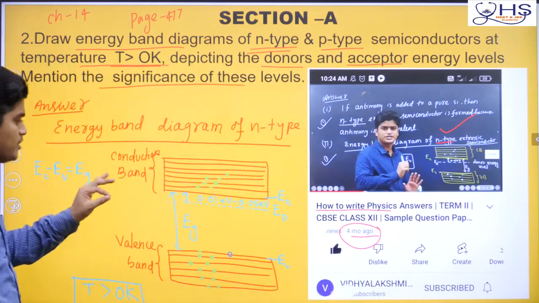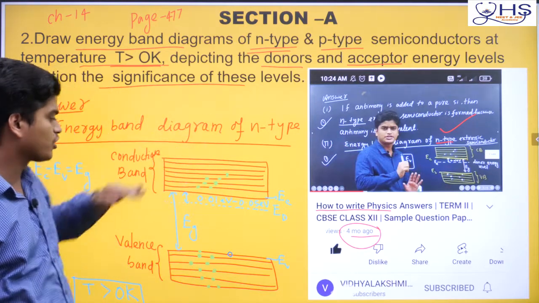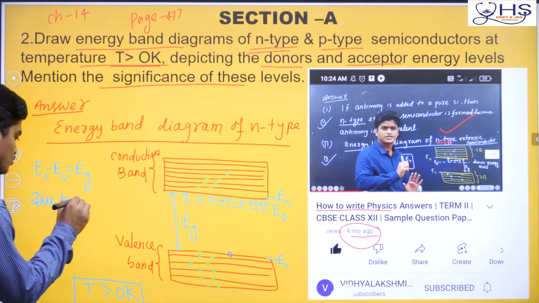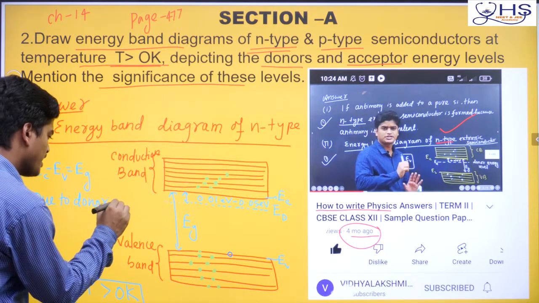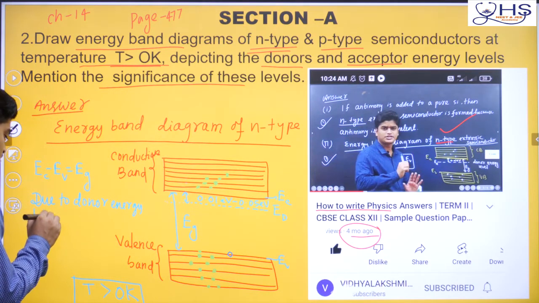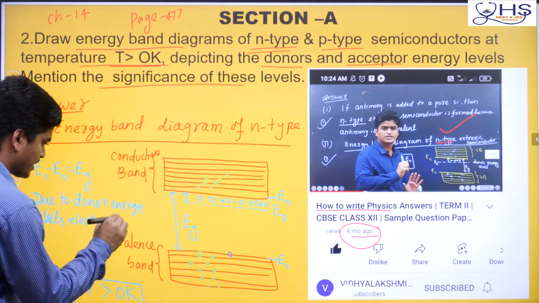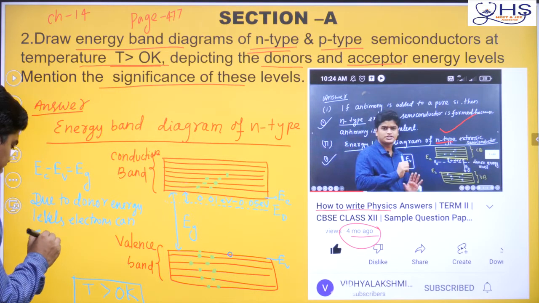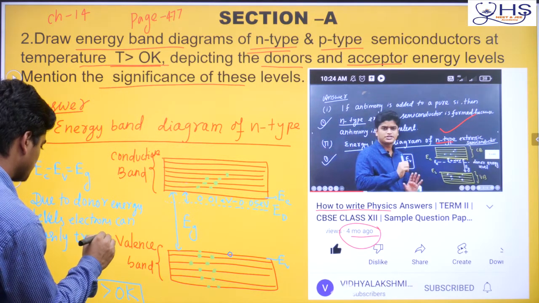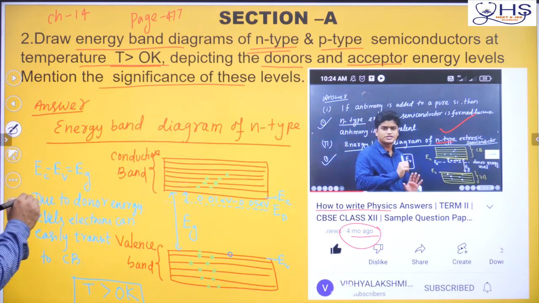Now here, due to these levels, electrons can easily go to the conduction band. So you can write: due to donor energy levels, electrons can easily transit to the conduction band. So this is one point you can write about the donor energy level.